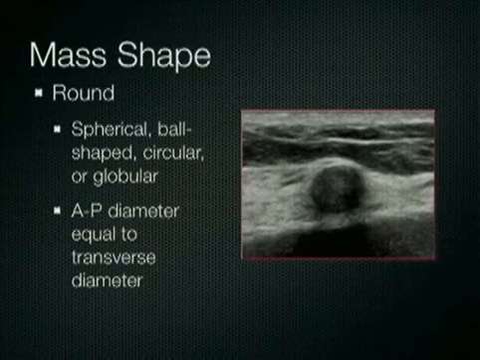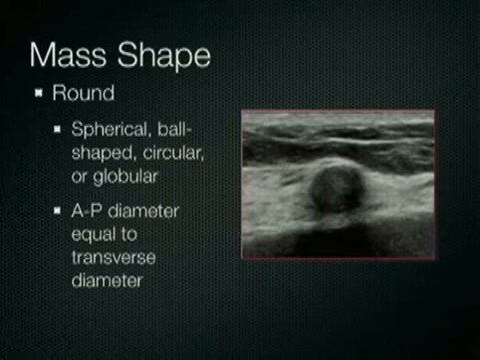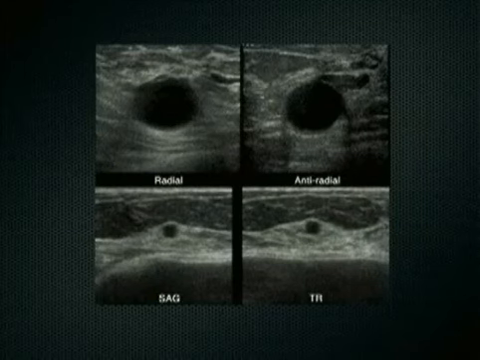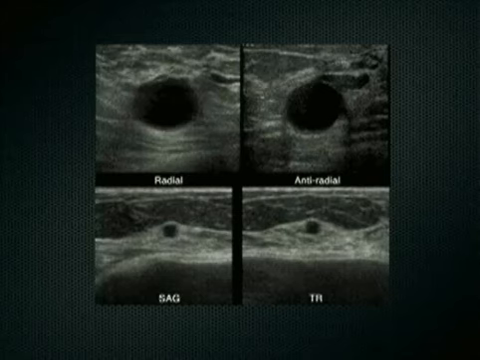A round mass is spherical, ball-shaped, circular, or globular, with anterior, posterior, and transverse diameters which are equal. Round lesions include cysts, shown on the top, as well as the homogeneous small cancer shown in the bottom pair of images.